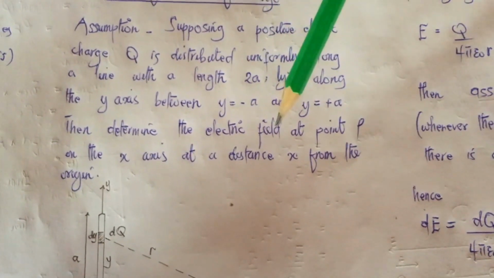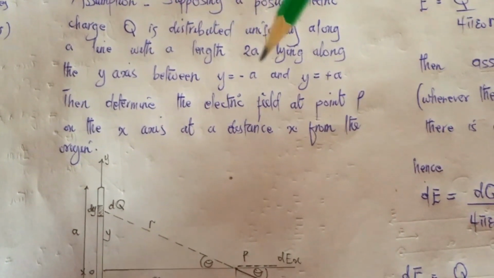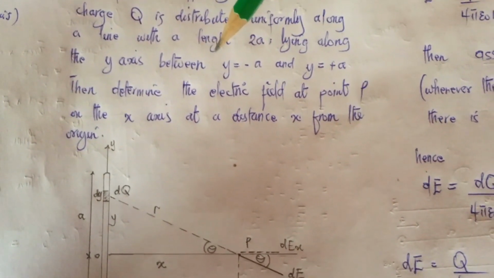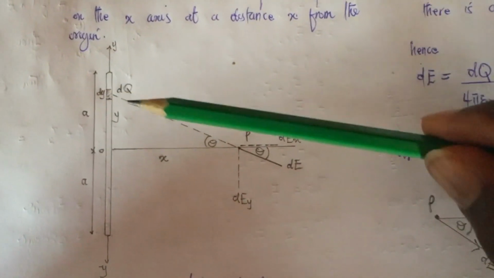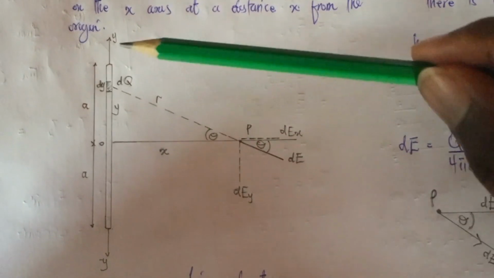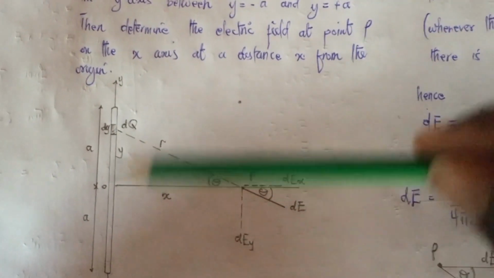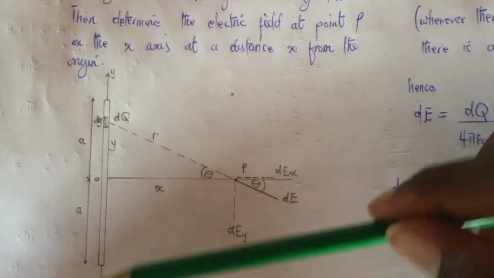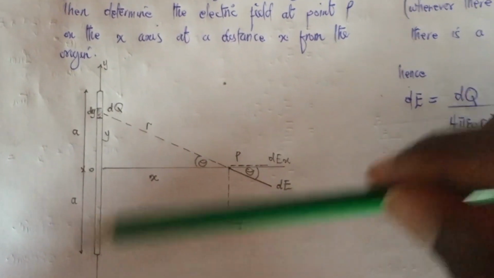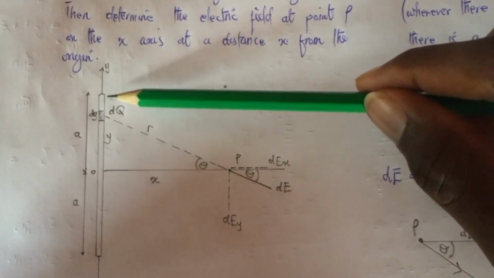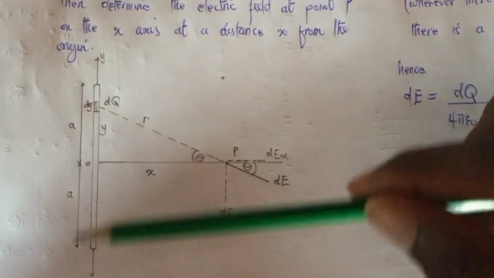Then determine the electric field at point P on the x-axis, at a distance x from the origin. This is what they are trying to say, and this is the illustration. This is the y-axis, negative y and positive y, and this is the origin. They've placed this rod, which has been charged positively, entirely on the y-axis, and the length is 2a. From the origin to where it ends is a, and from the origin to where it ends in the negative y direction is also a. Adding them up gives you 2a.